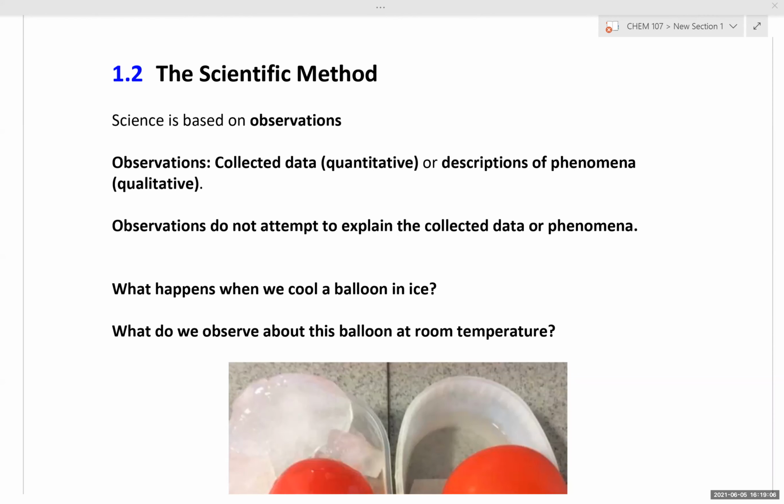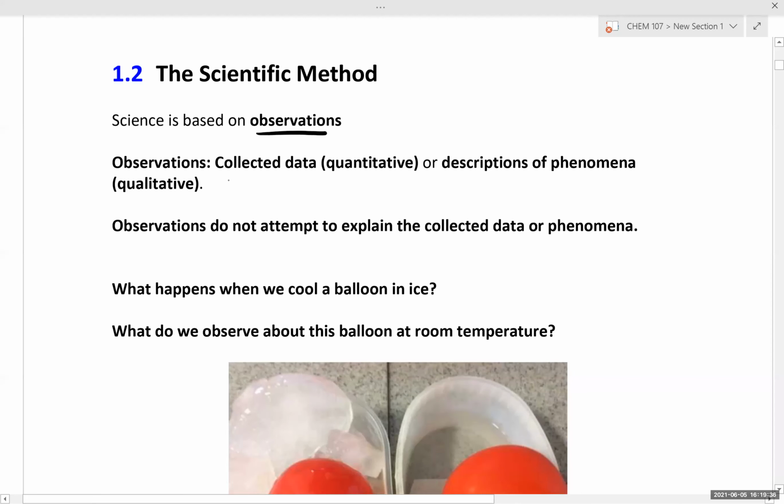So when we talk about the sciences and we talk about how we go about understanding the world around us, one of the key procedures and methods utilized to understand the world around us and to begin to explain what we see in the world around us is the scientific method. So science is based on observations.